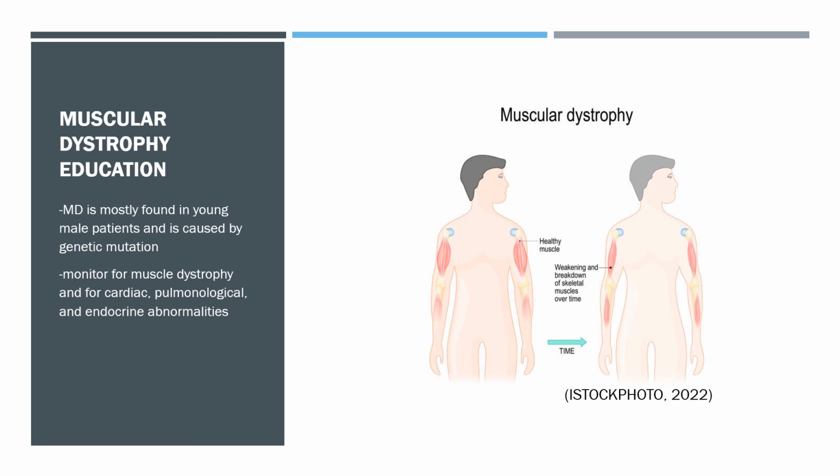Muscular dystrophy education. We want to make sure that the patient knows that we need to monitor their cardiac output, and need to have a pulmonologist on site or following the patient, and an endocrinologist to make sure that they can monitor for abnormalities. MD usually is found in young males, usually below the age of 30.